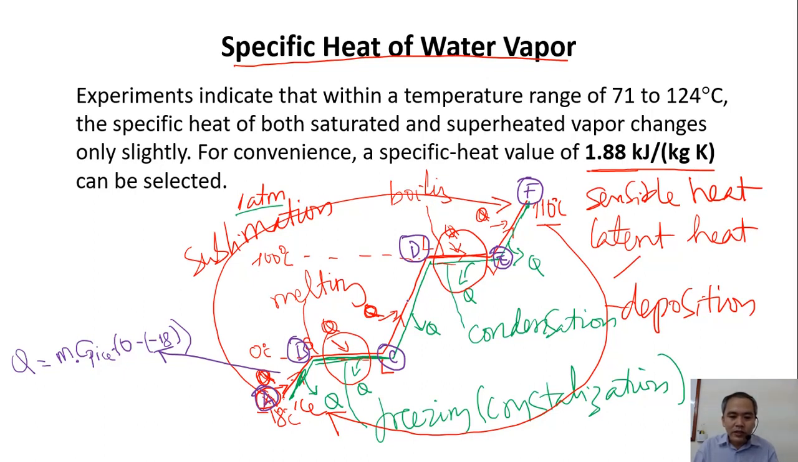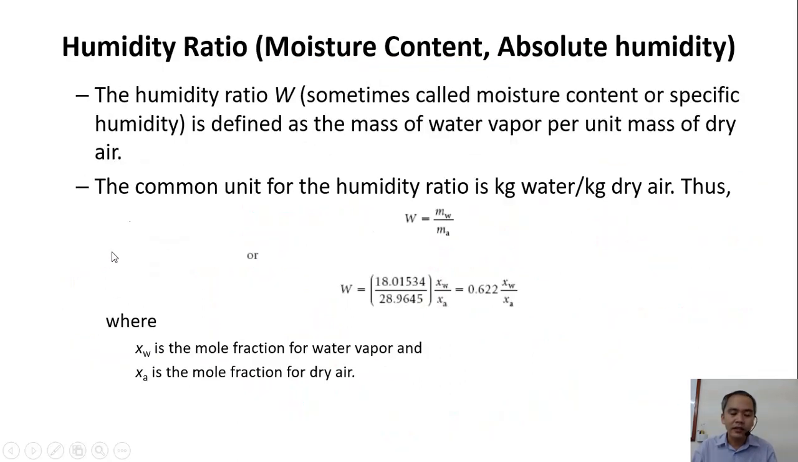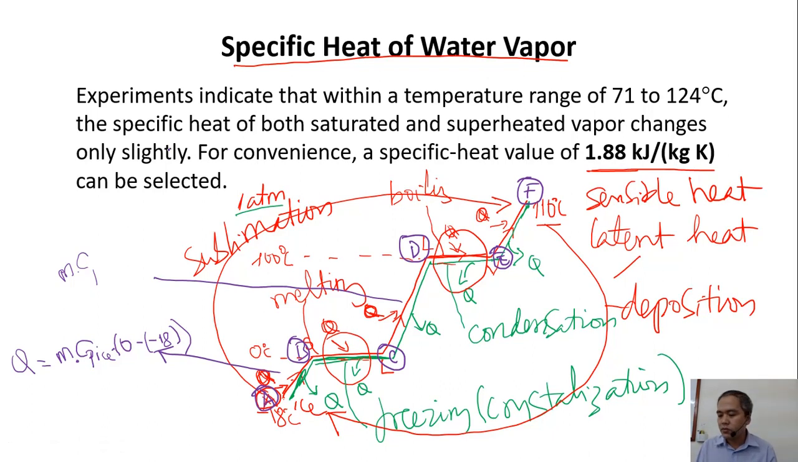And for this one, how do you calculate? m multiplied by the Cp of what? Of liquid water, right?